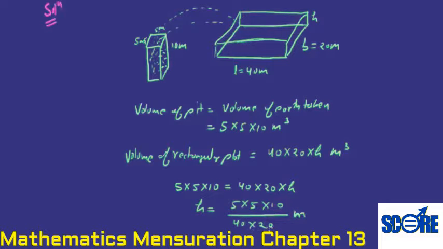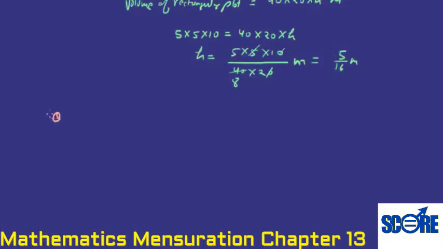Now cancel all the terms which can be cancelled. 0 and 0 get cancelled, and 5 eights are 40. We are left with 5 divided by 16 meter. So that much height is raised due to the pit. This is our answer, 5 by 16 meter. Now we do the next question.